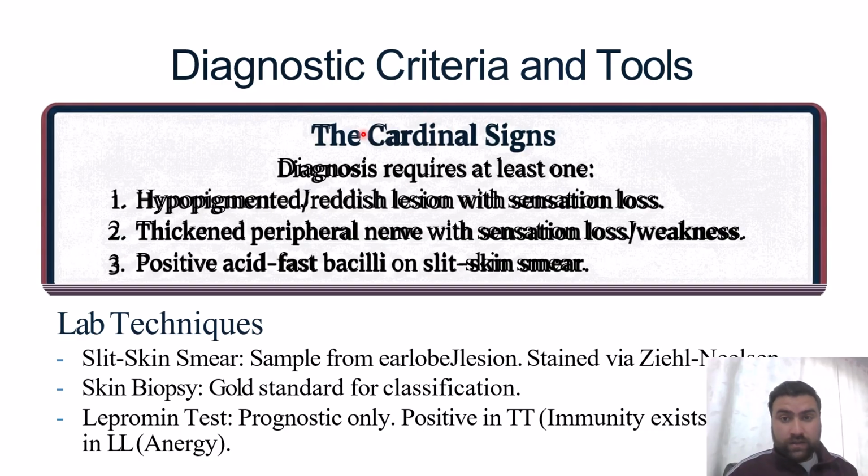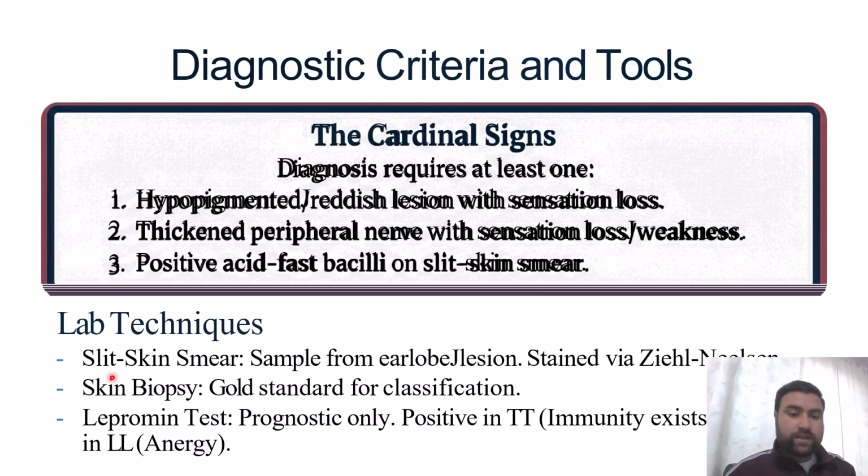Diagnostic criteria. The diagnosis is based mainly on the cardinal signs and it requires at least one. First one is hypopigmented or reddish lesion with sensory loss. Second, thickened peripheral nerve with sensation loss or weakness. You will characteristically see that the peripheral nerve will be thickened due to inflammation. And third, positive acid fast bacilli on slit skin smear.